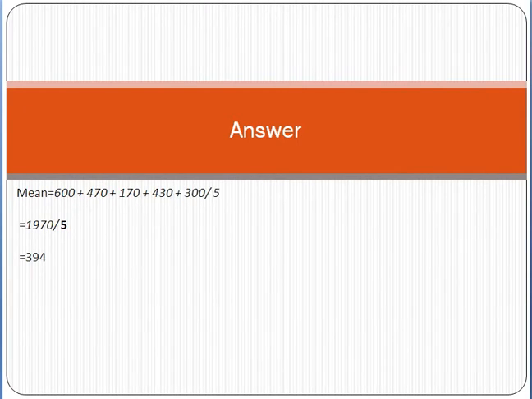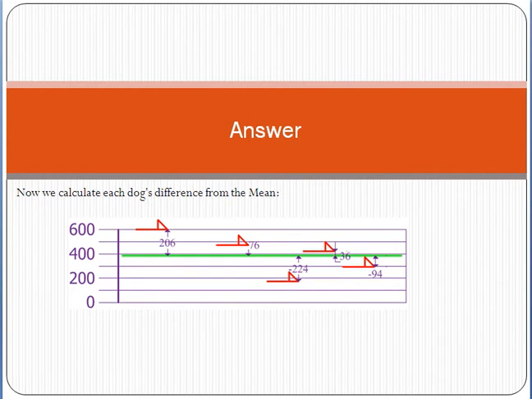The mean value was 394. Now we want to see the variance. Variance means how far they are from the mean. So one is 206, one is 76, 224, 36, minus 94. These are the values which are far from the mean value. Are you with me? Are you getting my point?